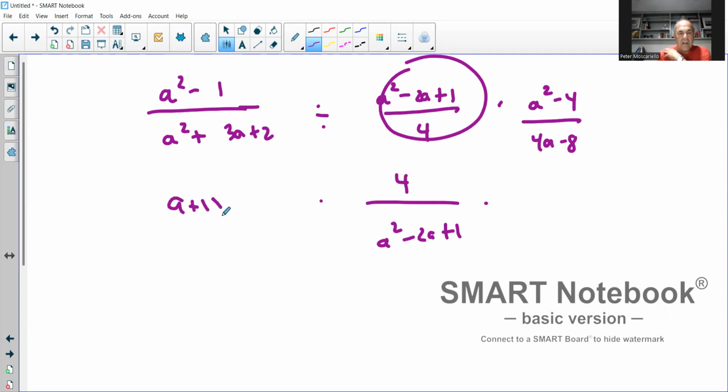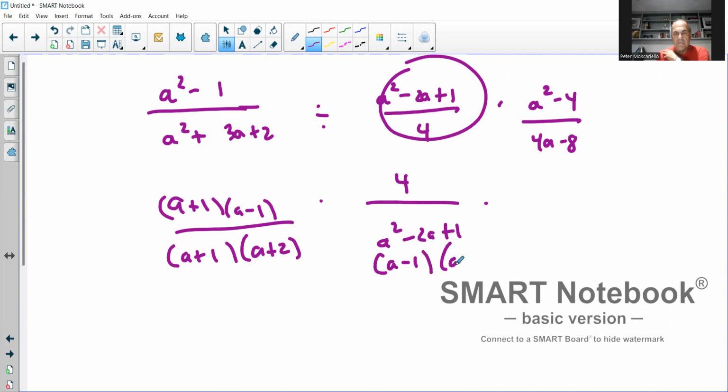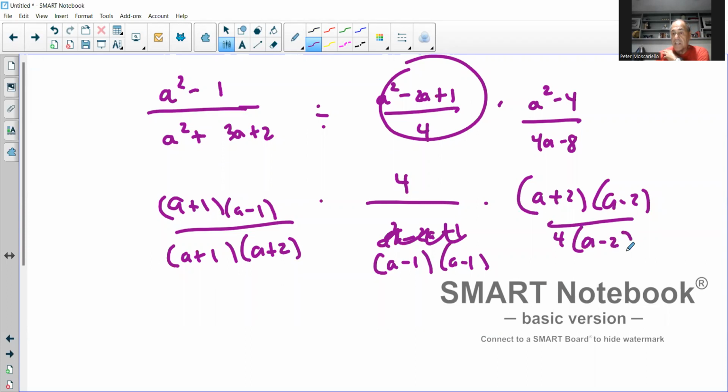This is a difference of squares. I'm not going to spend any time on how to factor. Just going to go right to it. A plus 1, A plus 2. This factors into A minus 1, A minus 1. And this is A plus 2, A minus 2. And here we take out a 4A minus 2. That's your factoring. Then you get to cancel.